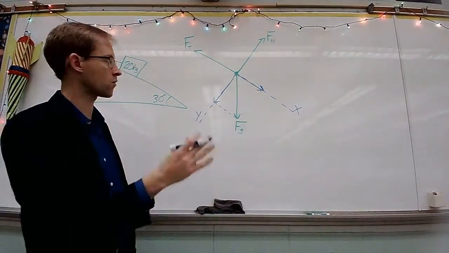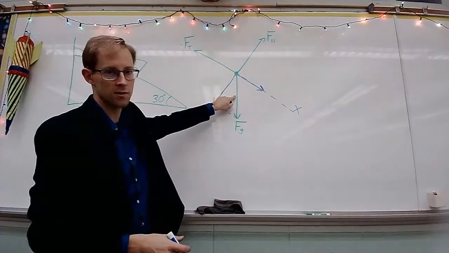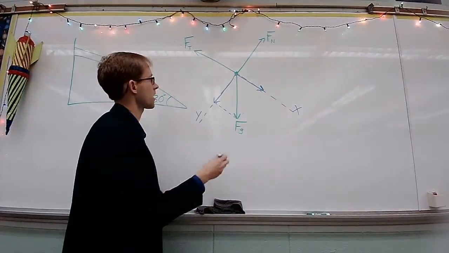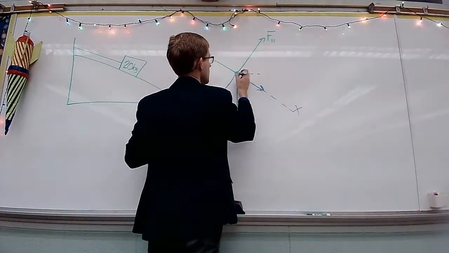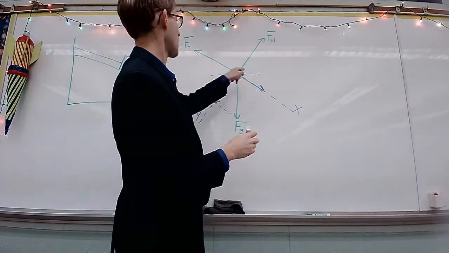Again, like I've said before, I don't care if your arrows are the right length. All I really care about is that you know that this is the hypotenuse of both of these triangles here. That's the important part. We also have to go ahead and put our angles in.